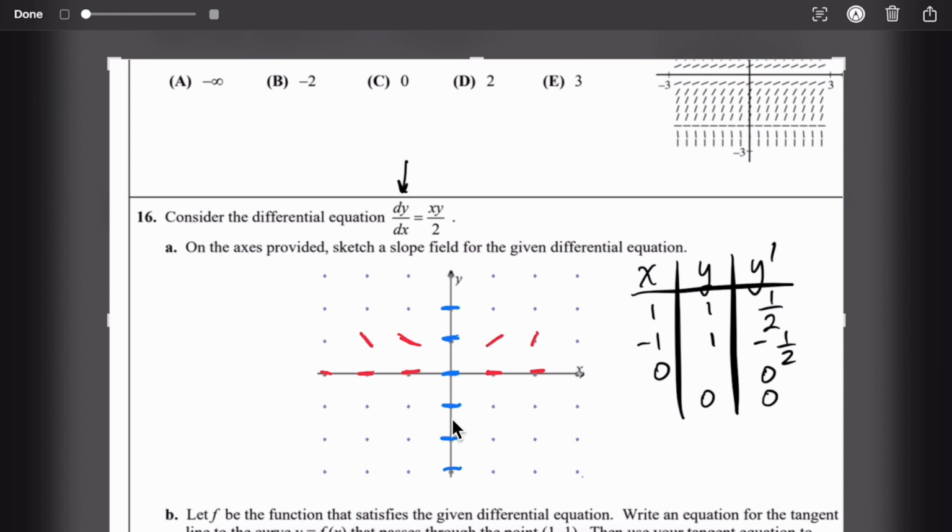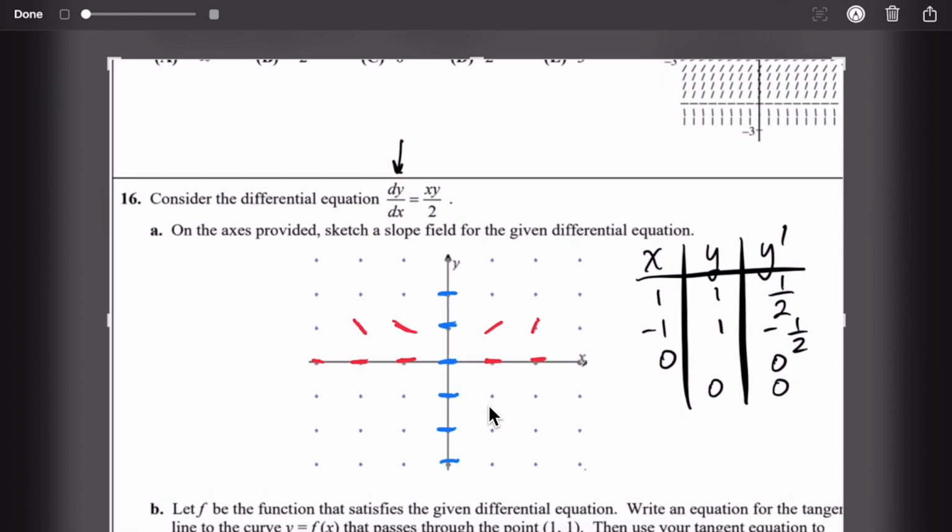Then we'll do a few down here really quickly. If x is +1, y is -1, this is going to be -1/2. So something like this, a little flat, and then therefore that's going to be the mirror image there. And when x is 1 and y is -2, this slope is going to be -1, and therefore this one's going to be flipped. So if you continue on, you will go ahead and get your slope field.